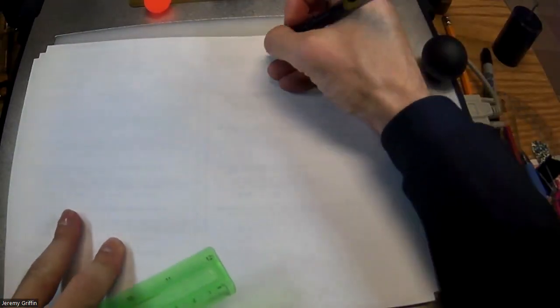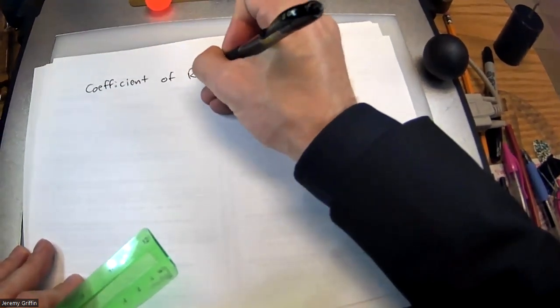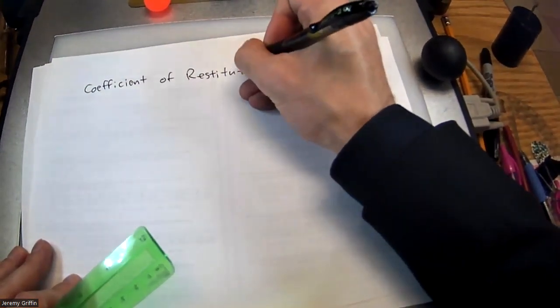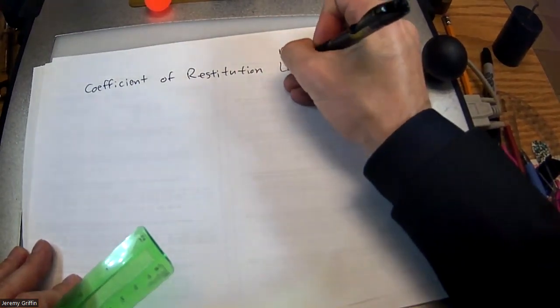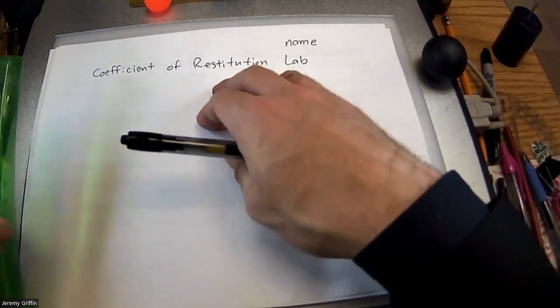So write your name on your paper. Okay. Did everybody write your name? Right. Okay. And this is going to be the coefficient of restitution lab. Okay, that's a fancy physics way of saying like how bouncy is a ball.